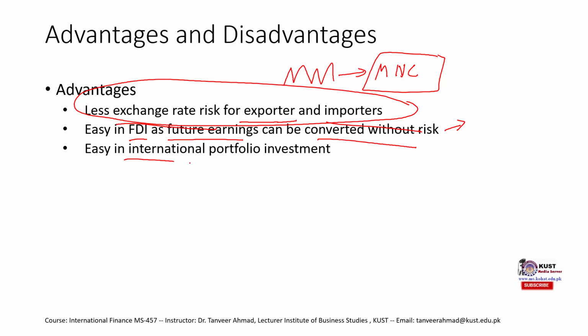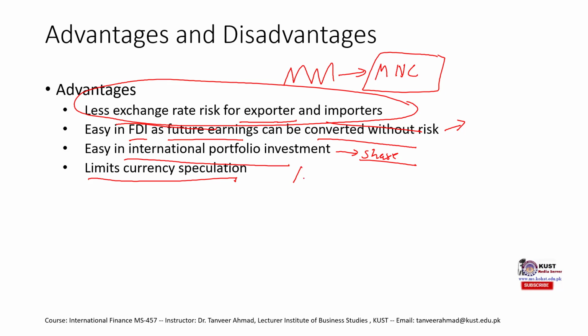And similarly, it's easy for international portfolio investment. So anyone buying shares knows that the future dividend would not be worth less, or the future interest amount being converted back into the home country would not be worth less. And again, it limits currency speculation, right? Because investors know that there are no fluctuations, they do not expect to buy at a lower price and sell at a higher price, and this eliminates currency speculation.